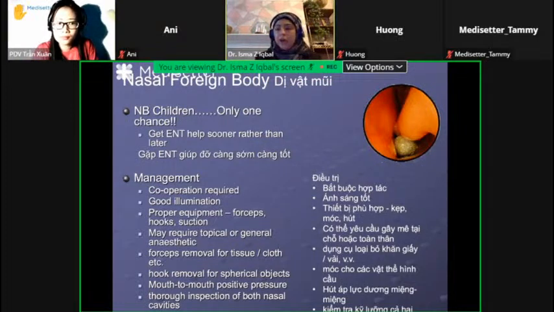So you would make sure you had a headlight on and had a look inside the nose by just pushing the tip of the nose up and using a thydicum speculum.